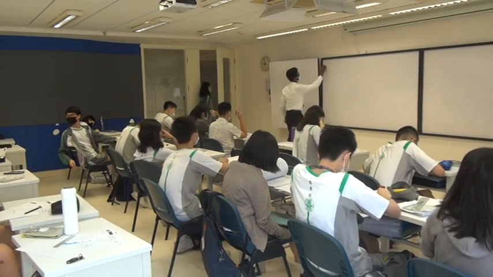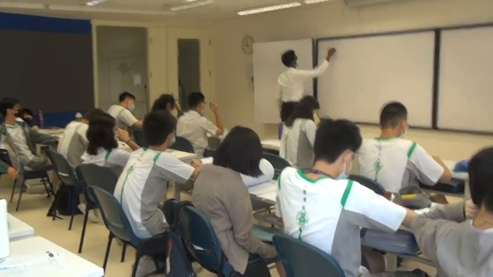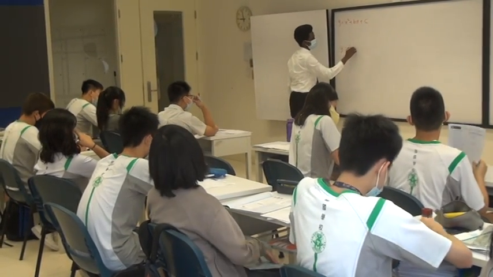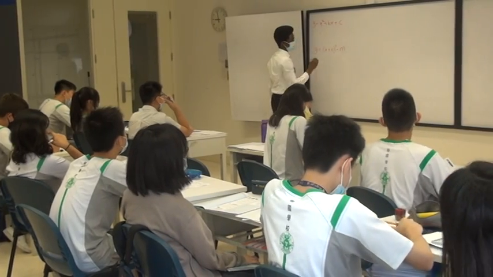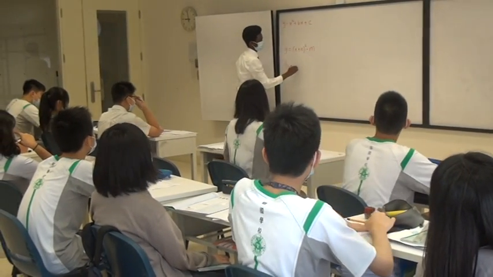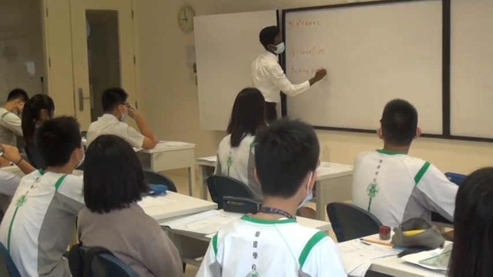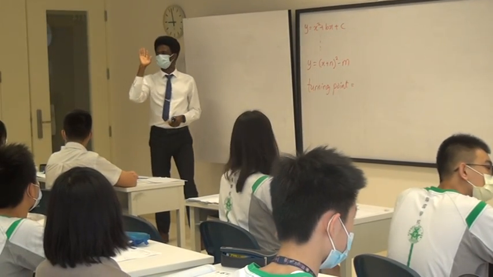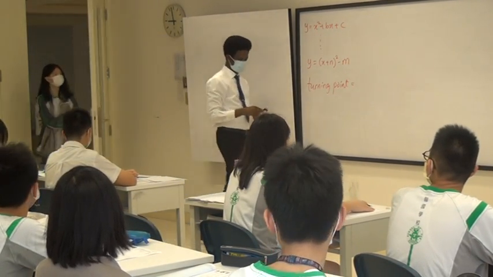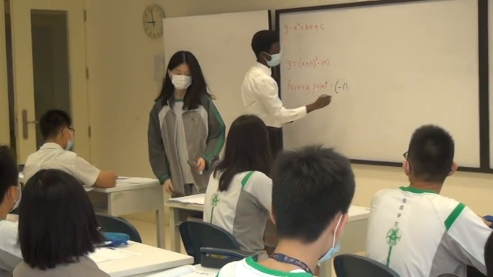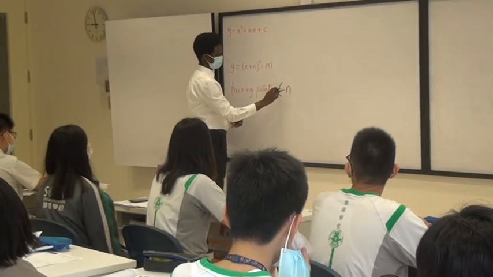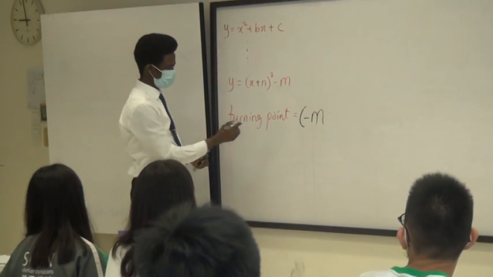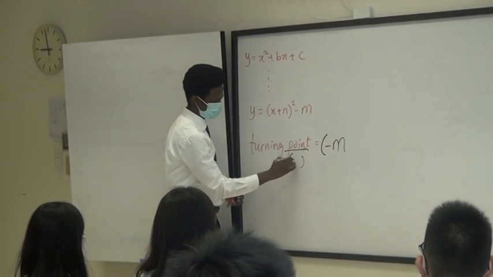Question. If I have y equals x squared plus bx plus c, and I'm able to write it as y equals (x plus n) squared plus m, what is the turning point? Who's ready? Megan. Minus n. N. Minus what? N, m. And this? That's all. The turning point is a point with coordinates x, y.